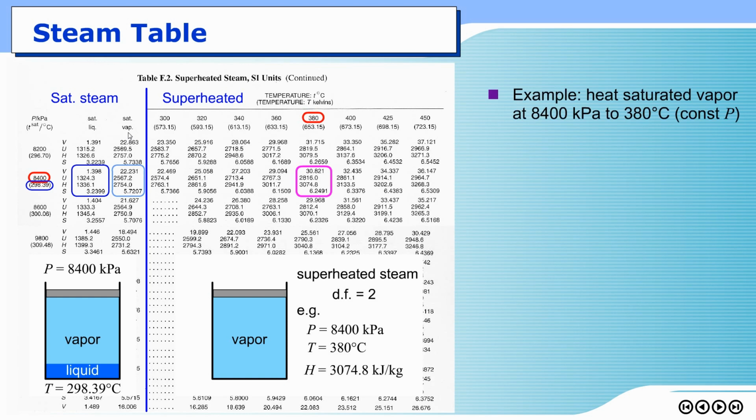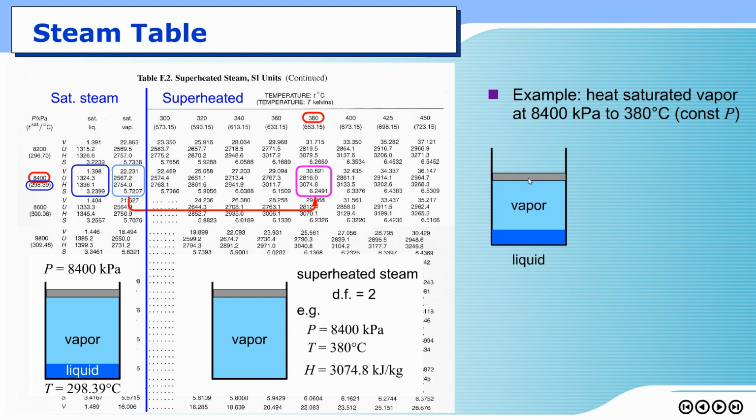Let's do an example. If I want to heat saturated vapor at this pressure to 380 degrees Celsius under constant pressure, how much heat would be required? The word saturated vapor means that initially there must be two phases, but we emphasize the vapor. So we are moving from vapor in this condition to this condition. Graphically, I can draw a picture like this. The word saturated means two phases, but right now we emphasize the vapor.